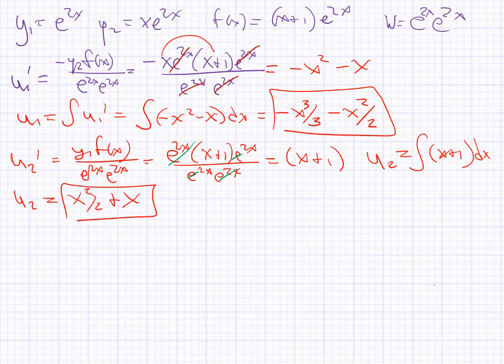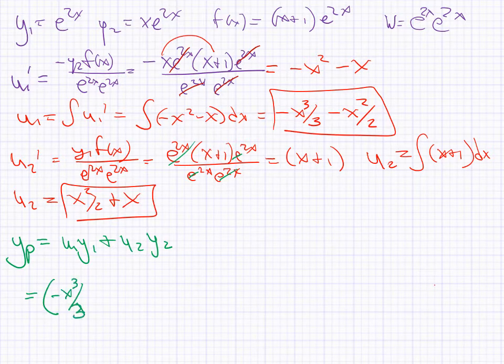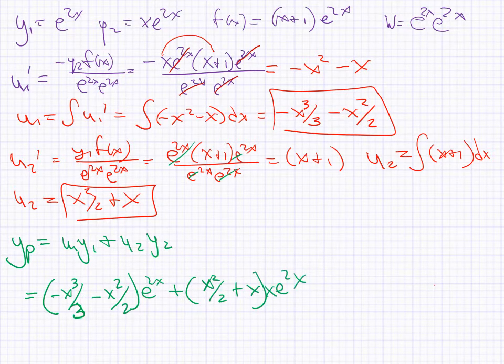Okay? All right. So now that we have our u1 and u2, we find our y sub p. So y sub p is u1 y1 plus u2 y2. In this case, u1, minus x cubed over 3 minus x squared over 2, times y1, which is e to the 2x, plus x squared over 2 plus x times x e to the 2x. And so there's your y sub p.